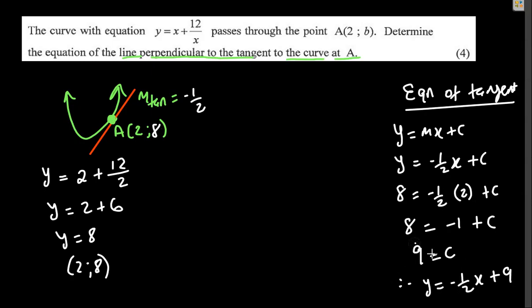But that was not what the question asked us. The question said they want the equation of a line perpendicular to the tangent. So it means we have a certain line here, and that line is actually perpendicular to the tangent, like this. It's perpendicular to the what? To the tangent. So this is the line here. They want the equation of this line, not the equation of the tangent. They said determine the equation of a line perpendicular to the tangent. So this is the line that is perpendicular to the tangent.